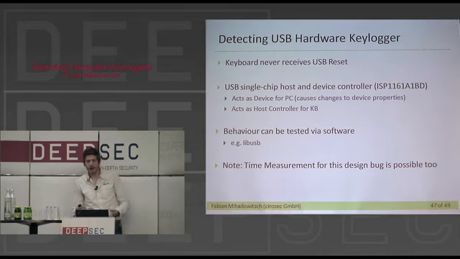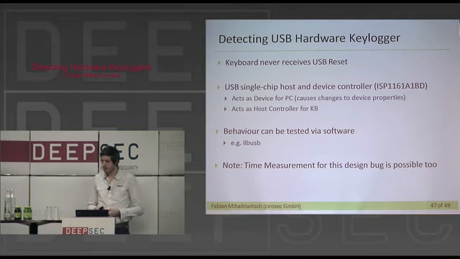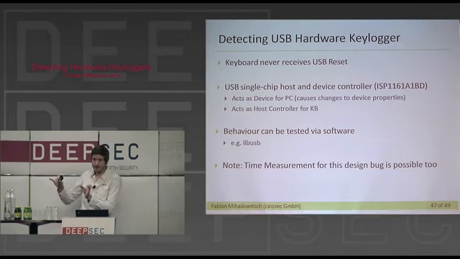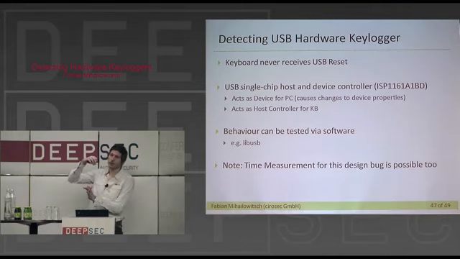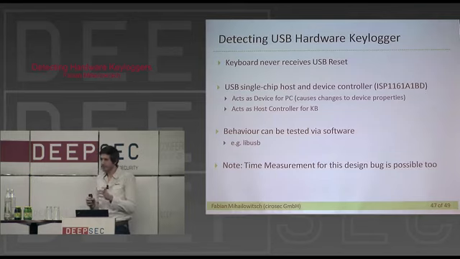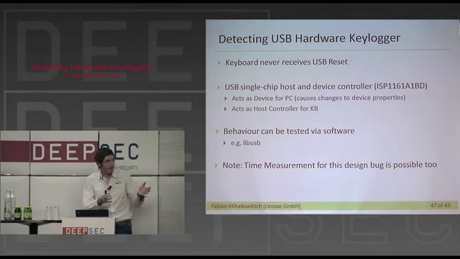And if you take a close look at the hardware again, you can see that a USB single-chip host and device controller is used, which is the ISP1161A1BD. And it basically acts as a device for the PC, and it acts as a host controller for the keyboard. Now you might imagine why the device configuration changed, like I told you on the slides before. The reason is it acts as its own device, and it is a full-speed device, and it says it isn't bus-powered but is powered otherwise, and so that's the reason for the whole behavior.